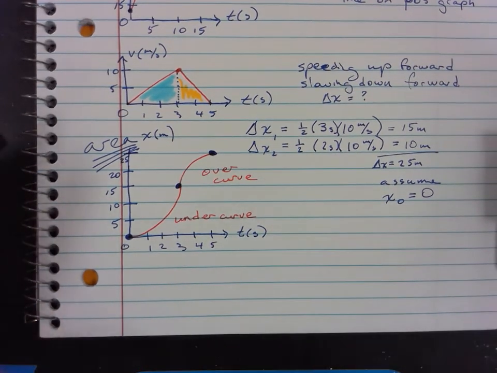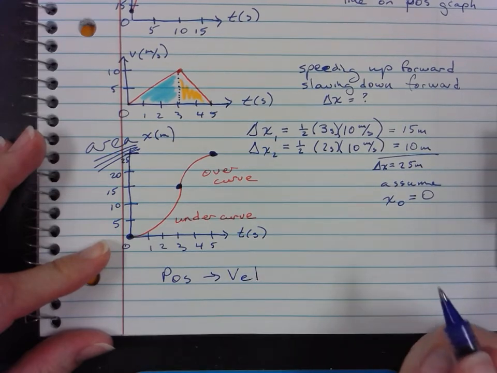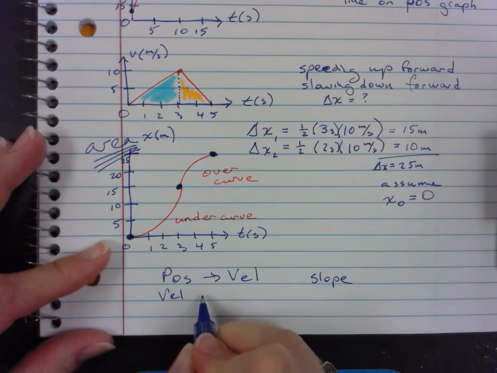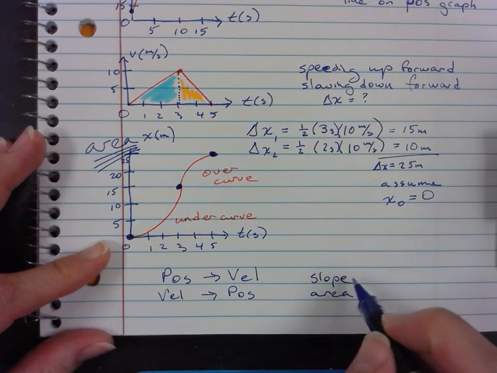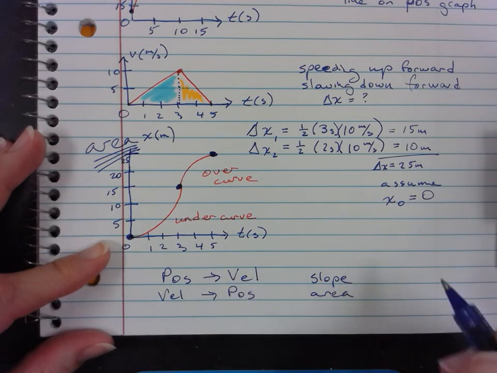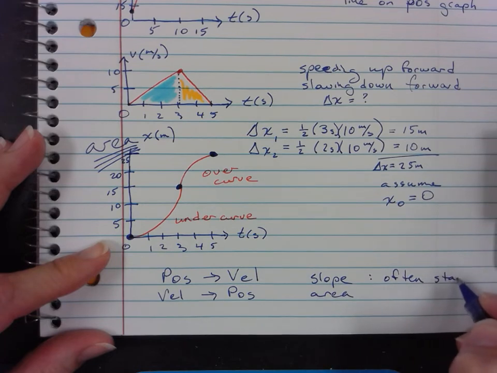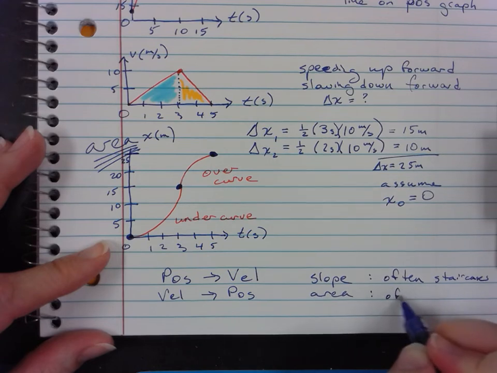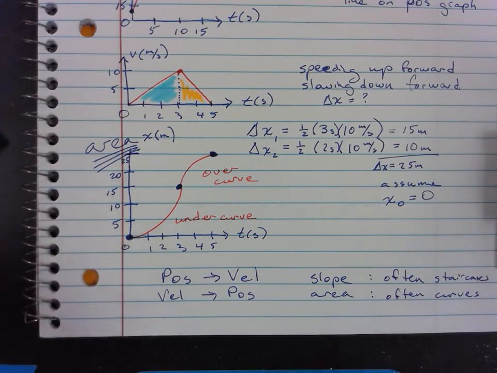So we're going to summarize these two assignments together. If you want to go from a position graph to a velocity graph, you look at slope. If you want to go from a velocity graph back to a position graph, you look at area. These velocity graphs that you get when you graph slope are often staircases. And the area graphs are often, but not always, curves, or they will include curves.